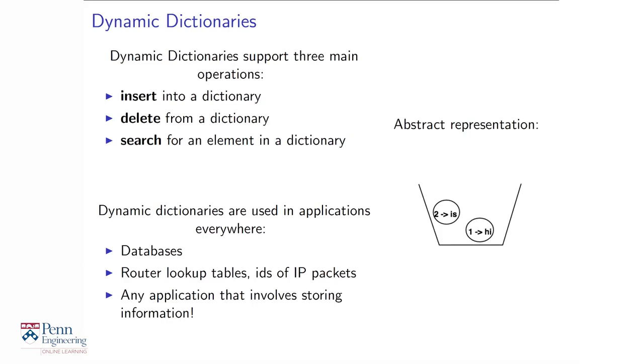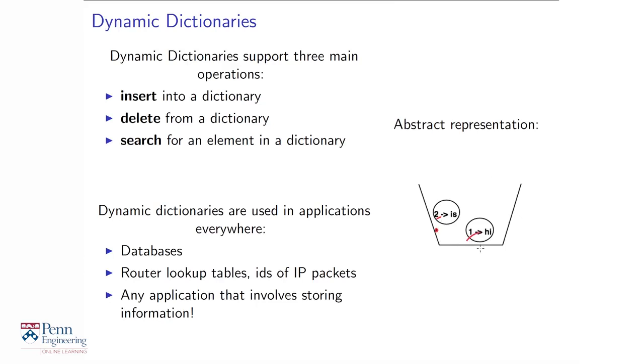So let's again talk about the abstract representation of a dynamic dictionary, and then talk about how we might implement it later on, just as we did for priority queues. So abstractly, a dynamic dictionary is maintaining a set of records, if you like. I'm using that term rather loosely. A record has a key. In this case, there are two records, the record with key 2 here and the record with key 1 here. So those are the two records in the dictionary.